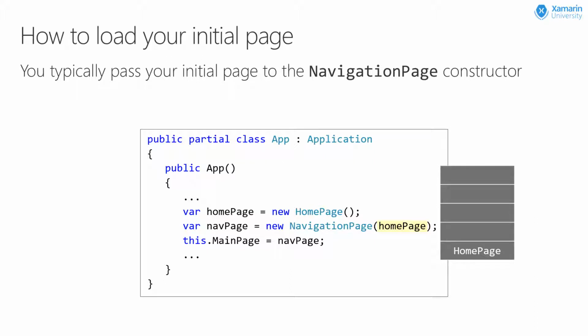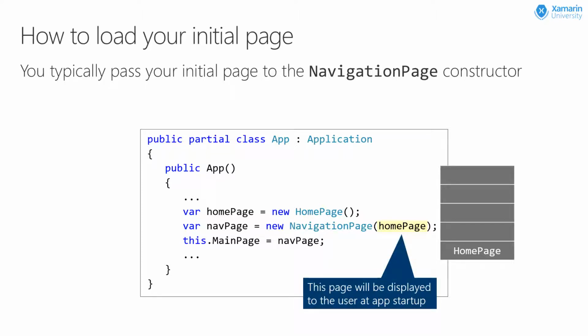So when creating that navigation page, there's a constructor overload that takes a page type, and it's very common to pass in your first or root page into the navigation page when instantiating. And in the code here, we're passing in HomePage. And as long as nothing else is added to the stack, the home page will be displayed in the navigation page's content area and will be the first page the user interacts with.